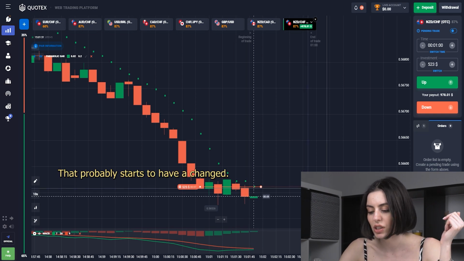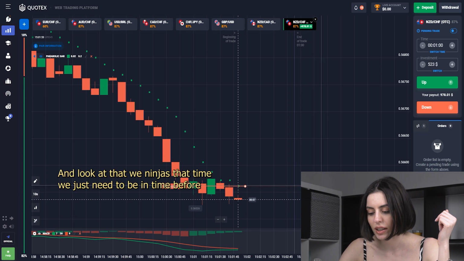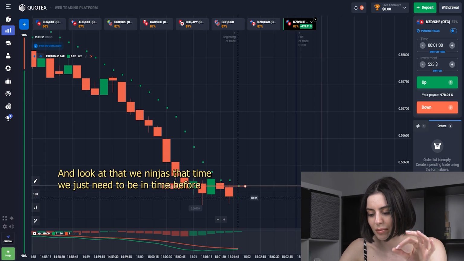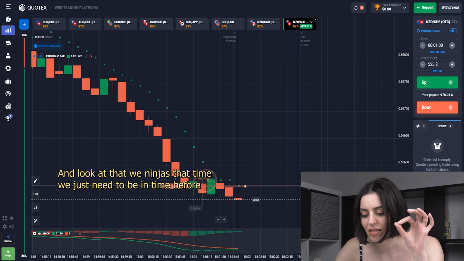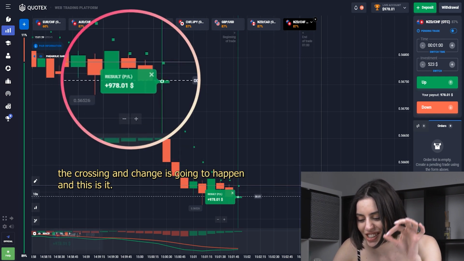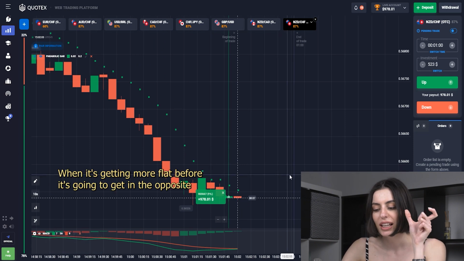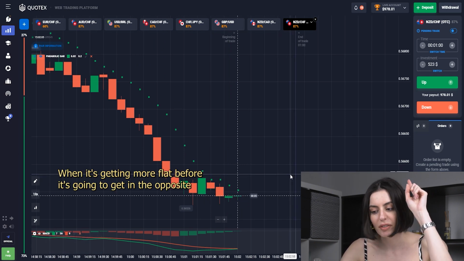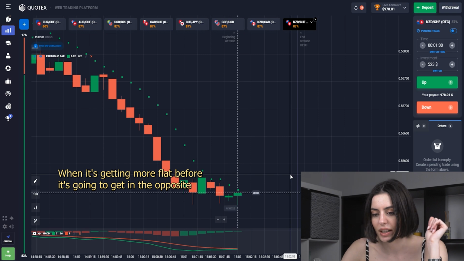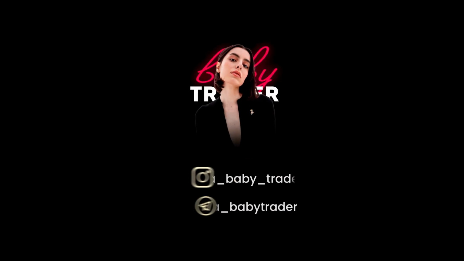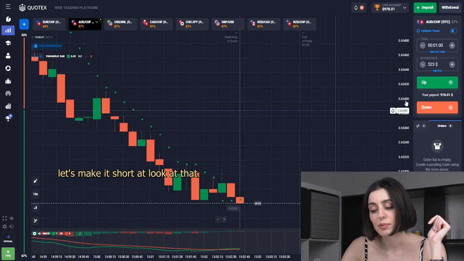And parabolic stars still haven't changed. And look at that, we need just that timing. We just need to be in time before the crossing and changing is gonna happen. And this is it. So look at that, this is the plateau when it's getting more flat before it's gonna get in the opposite direction. Let's make it short.